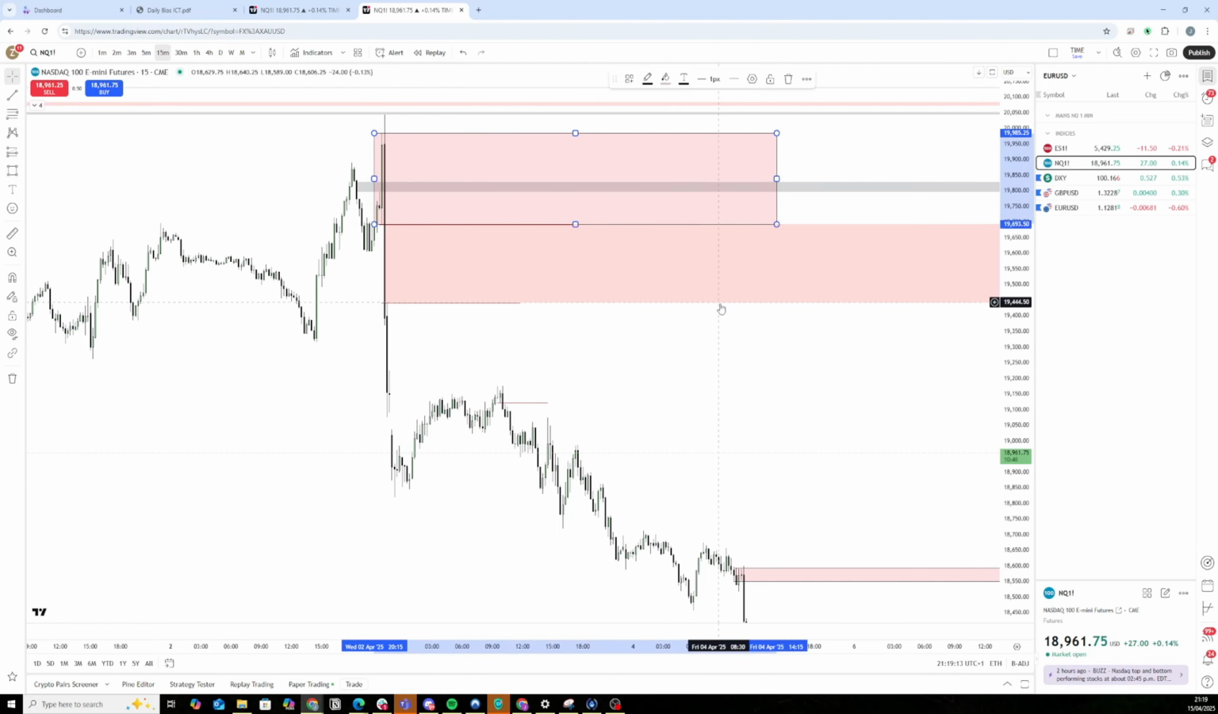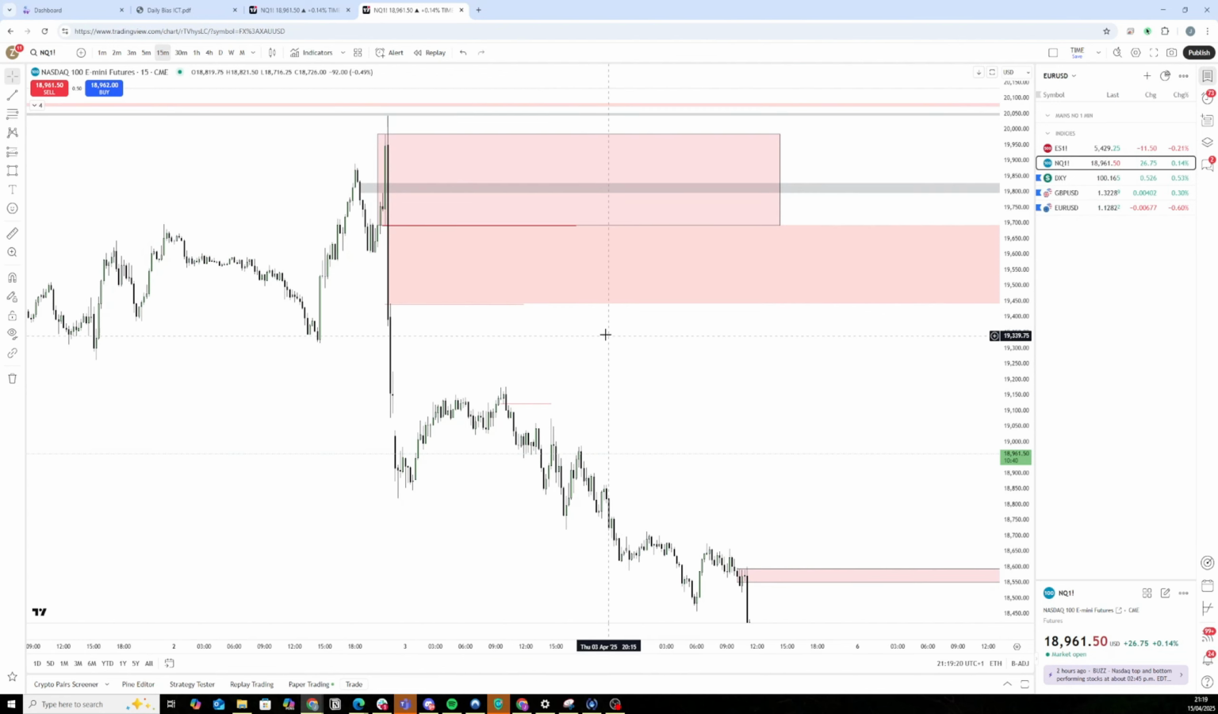Order block, the bullish candle before a strong move down. Does that make sense to everyone? Because order blocks are a pretty crucial part of what we're going to be doing today.